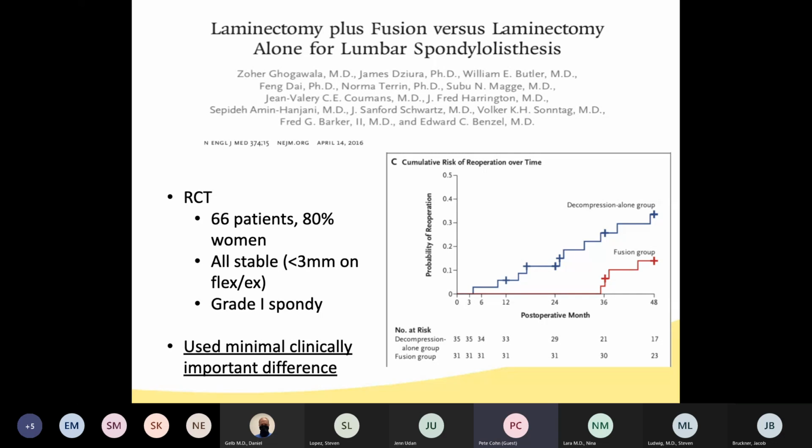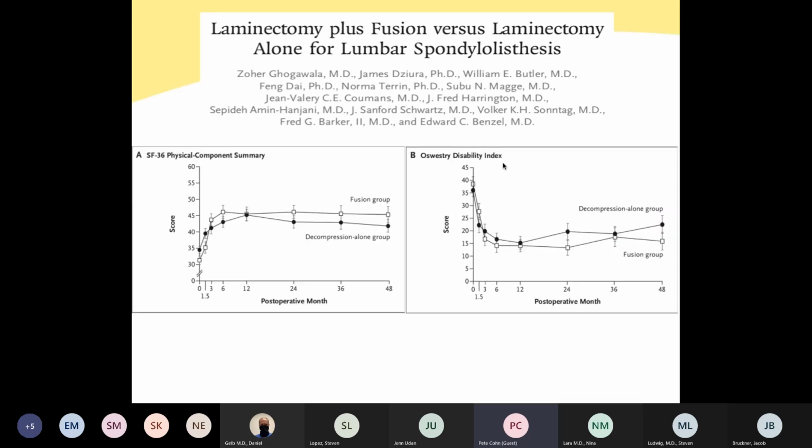In another New England Journal article, a randomized controlled trial looking at laminectomy and fusion versus laminectomy alone. They had 66 patients, all with less than 3 millimeters of translation on flexion and extension views with grade 1 spondylolisthesis. And they looked at a few outcomes, but significantly they looked at the risk of reoperation over time, and they found that there was a significantly increased risk of reoperation for patients with the decompression alone.